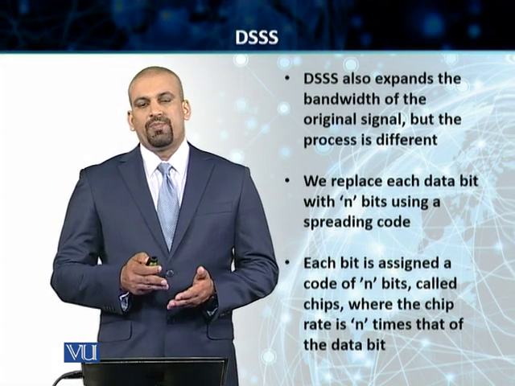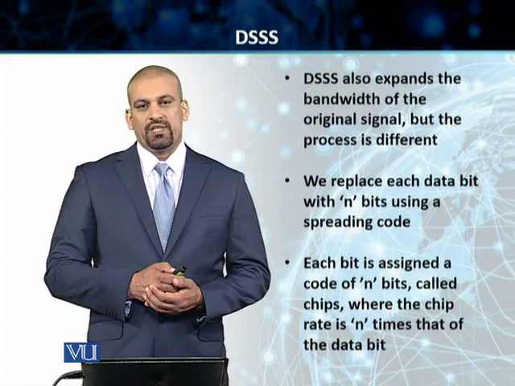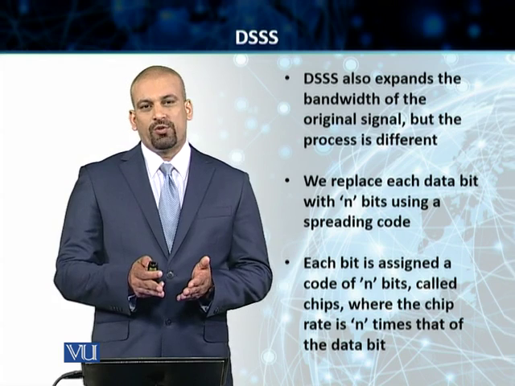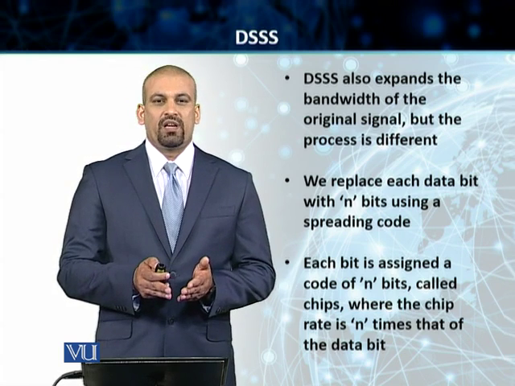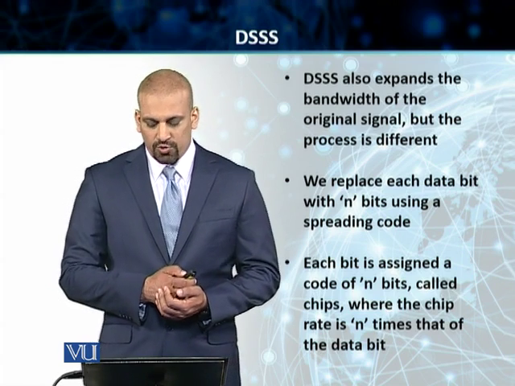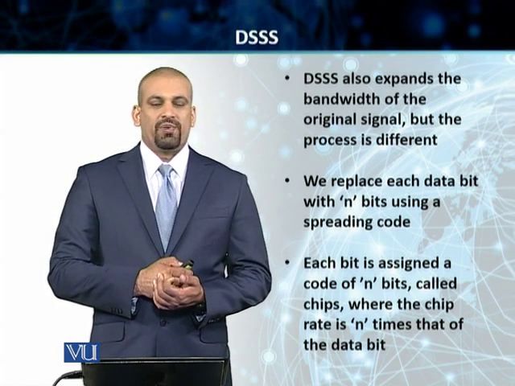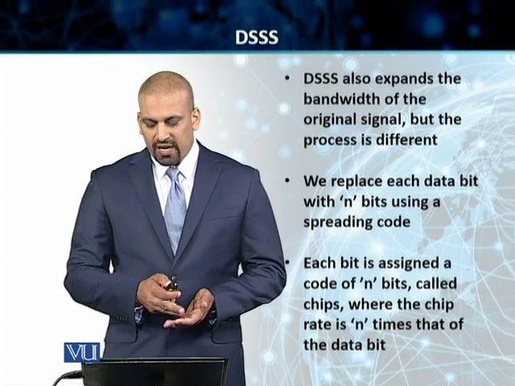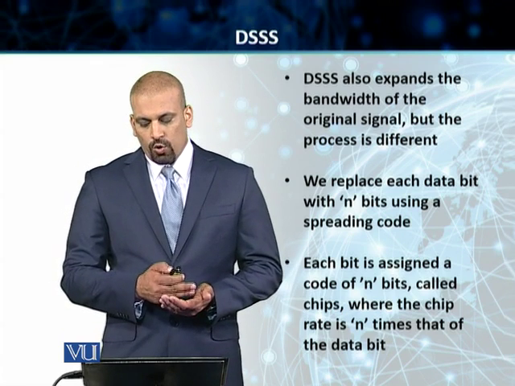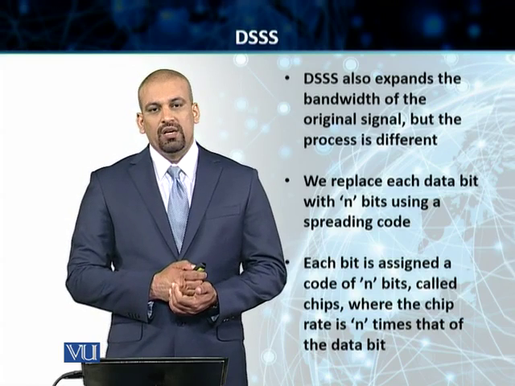Students, the second spread spectrum technique that we have is the direct sequence spread spectrum. Direct sequence spread spectrum, or DSSS, also expands the bandwidth of the original source signal, but in this case, the method of doing that is different from frequency hopping spread spectrum. In this case, we replace each data bit with n bits using a spreading code. This spreading code is generated by a chip generator, and therefore this code of n bits is called chips, and the chip rate is n times the data bit.